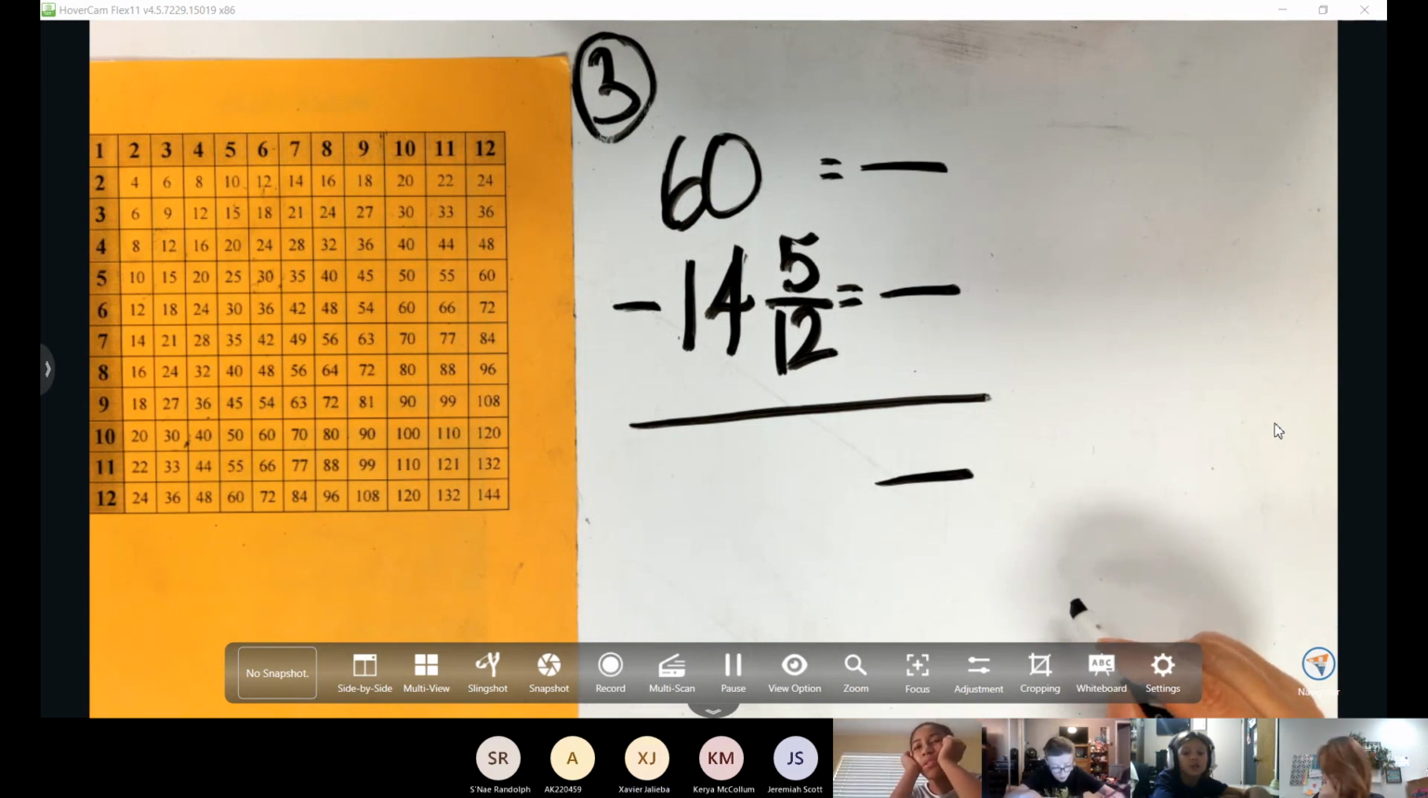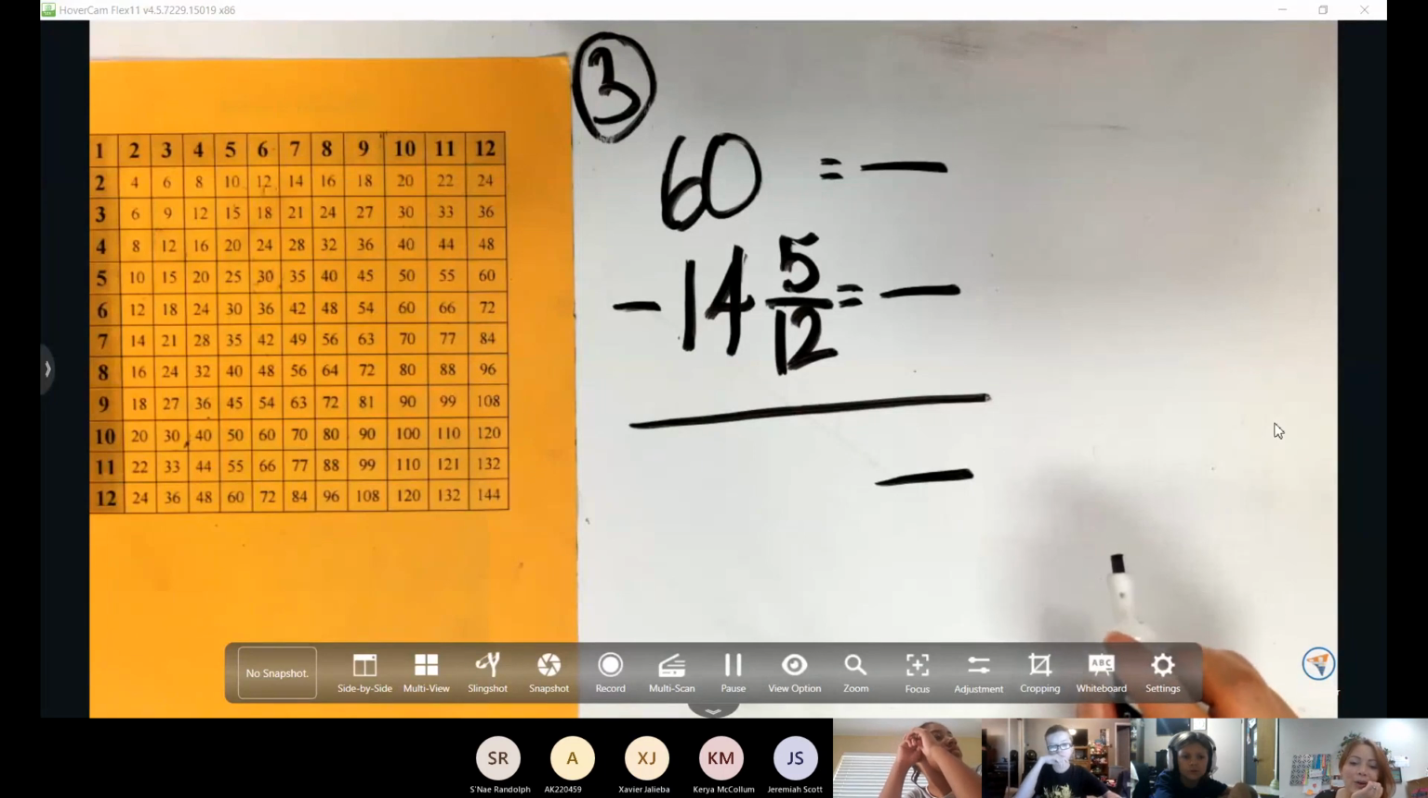We should try to turn 5 twelfths into 12 twelfths by taking away some of the 14, taking away 7 wholes from the 14 and then subtracting 60 minus 7 minus 12. You're complicating matters. You were on the right track, but you were doing it with the wrong number. Okay? So here's what we need to do.